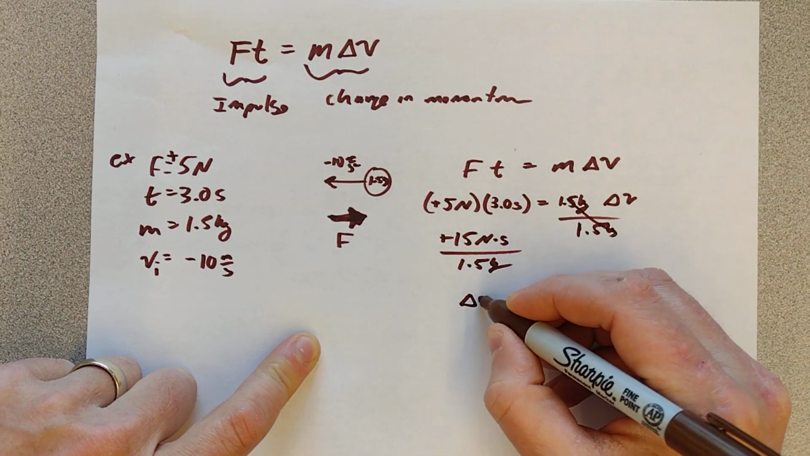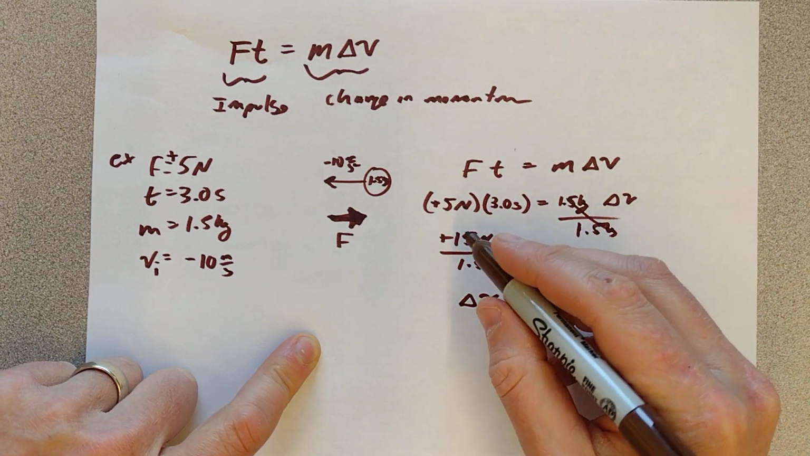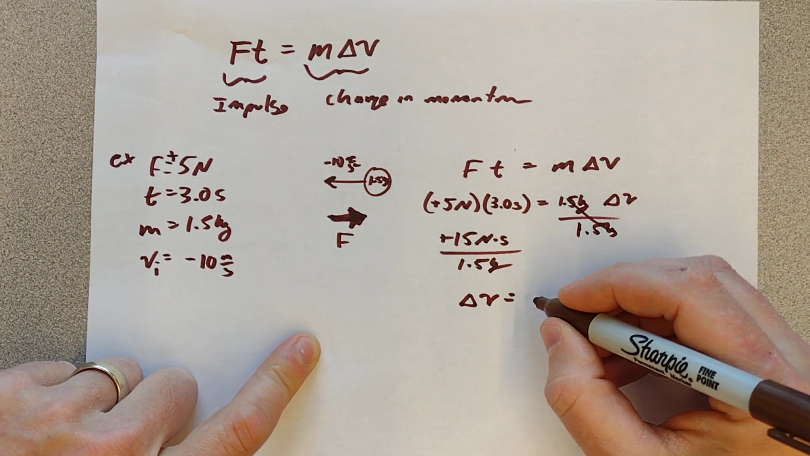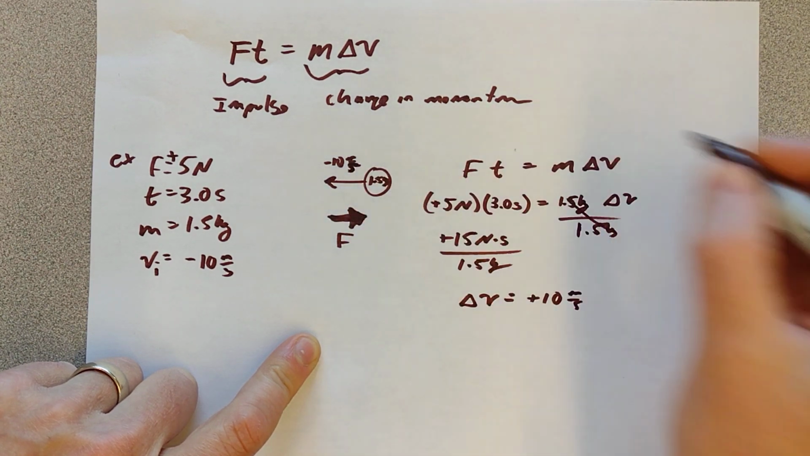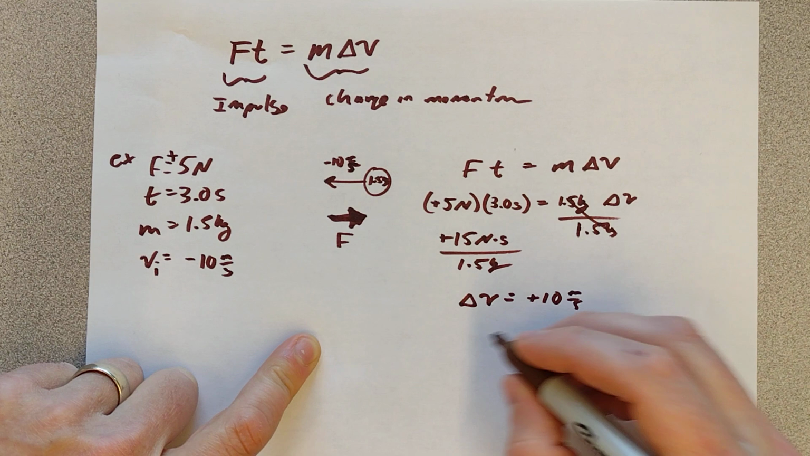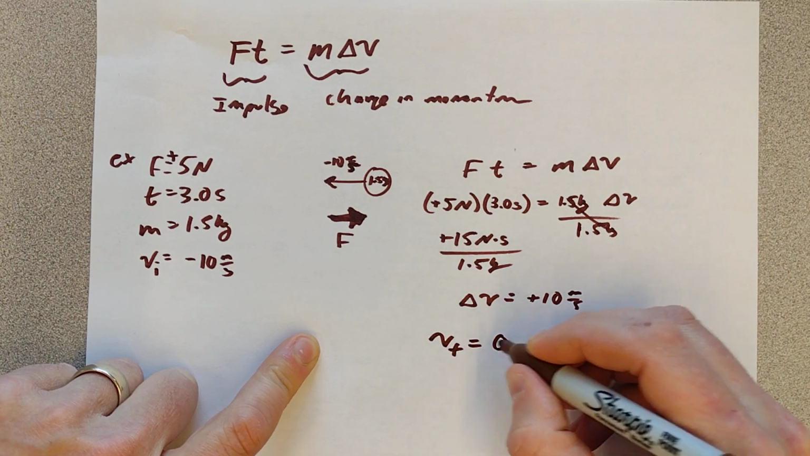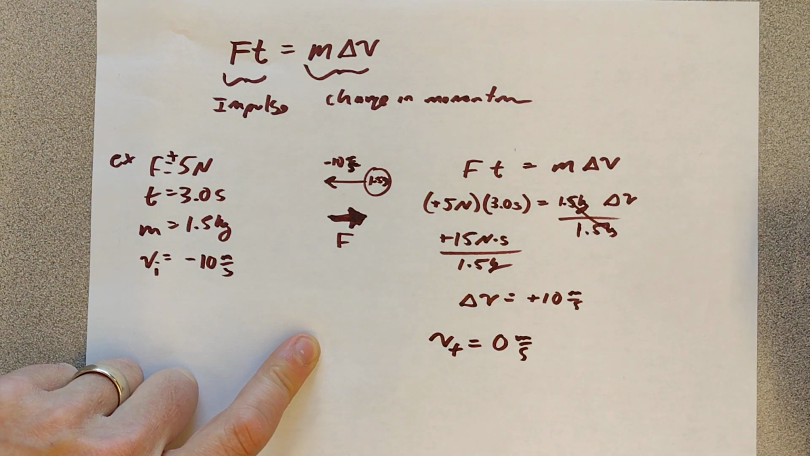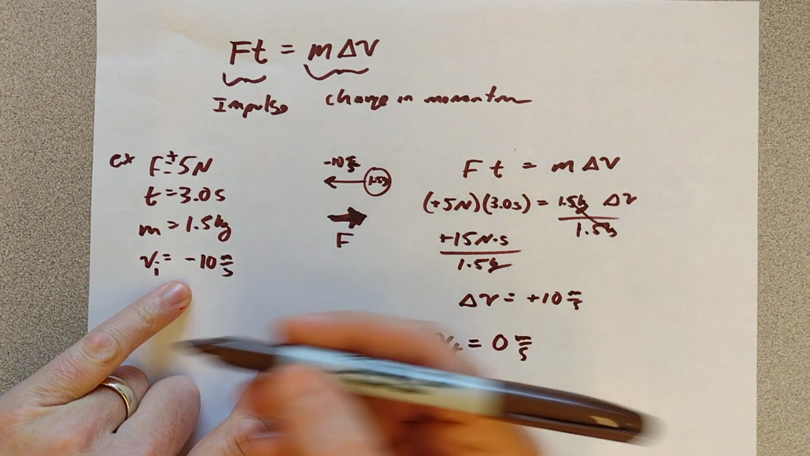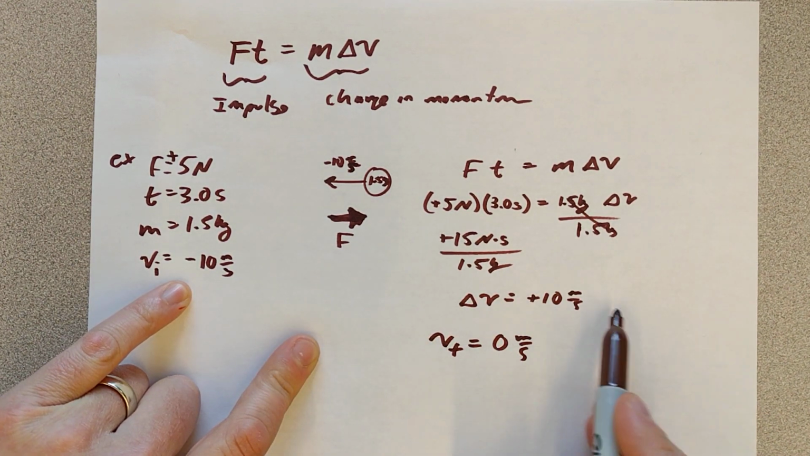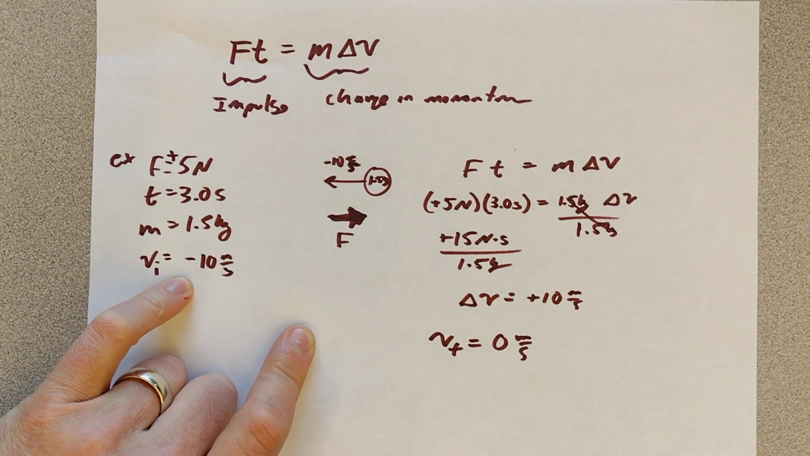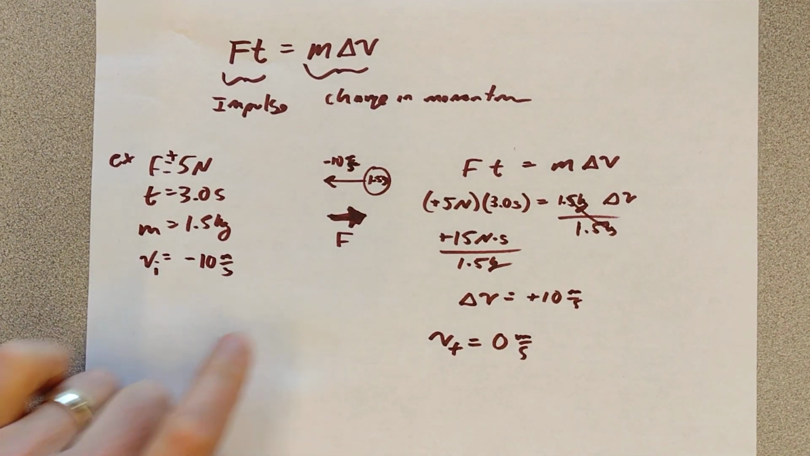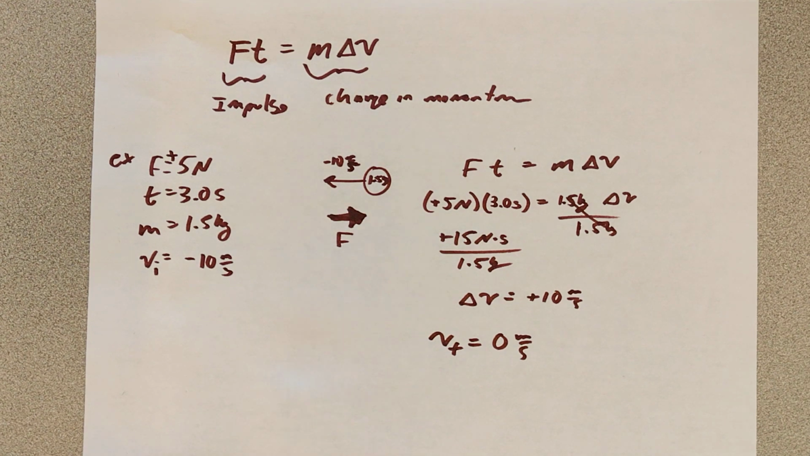Oh, and look at this. Delta v is 15 divided by 1.5, which is positive 10 meters per second. Not meters per second squared. Alright, so that means Vf must be 0. Because your initial velocity was negative 10, your velocity got changed by positive 10, so this force would actually stop this ball. It would actually take away all its momentum. Didn't mean for that to happen, but it's just kind of interesting that the numbers I picked caused that to happen.